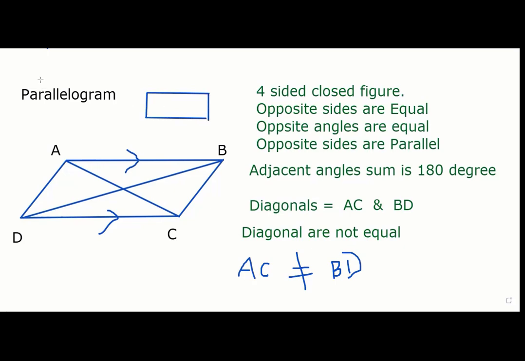Now, the difference between rectangle and parallelogram is, in fact, your rectangle is also a parallelogram, right? Four sides are there. Opposite sides are equal. Opposite angles are equal. Opposite sides are parallel. Adjacent angle sum is 180 degrees. Diagonals are equal. The difference between parallelogram and rectangle is, first of all, the internal angle. What is a rectangle? The angle inside will be 90 degrees, right? Yes, sir. In a parallelogram, it will not. That's the major difference.